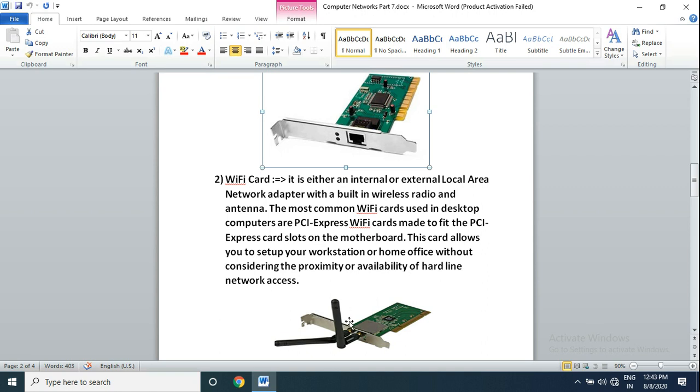This card makes our device available as a wireless network, so we can connect other wireless computers or other wireless devices through this Wi-Fi card.